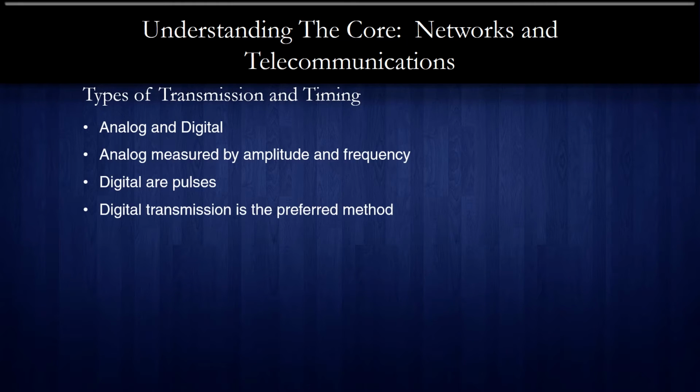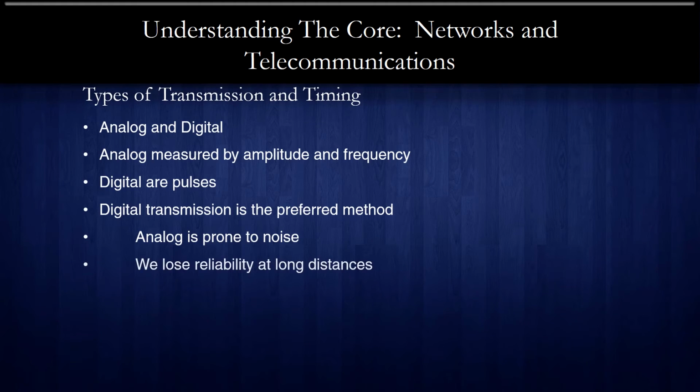The premise here is that digital is the way to go since it is much more reliable than analog. However, there are some systems that still use analog. Eventually, of course, they will probably phase out in the near future. But the reason for this is that, compared to digital transmission, analog is prone to noise. We lose reliability at long distances when we use analog, and of course digital is discrete, so it's easier to read.